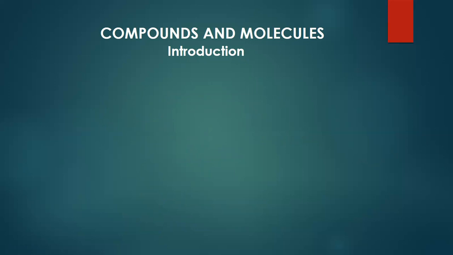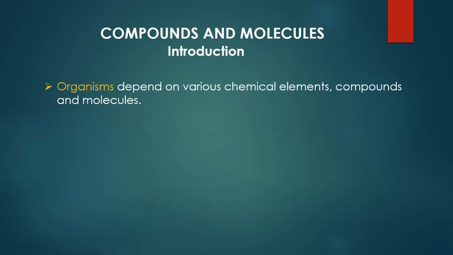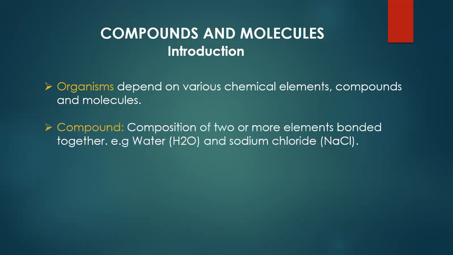Let us first start by looking at an introduction to what compounds and molecules are. First of all, we'll talk about what is known as an organism. An organism just depends on various chemical elements and compounds and molecules. What makes up an organism are simply the chemical elements and the compounds and different molecules. Compounds are simply compositions of two or more elements which are bonded together.